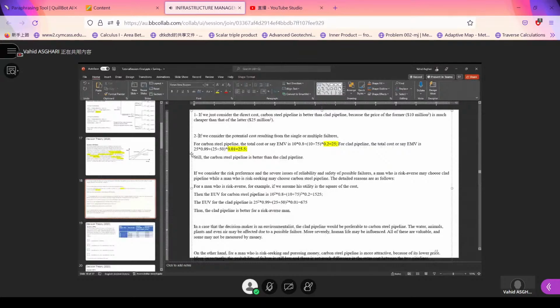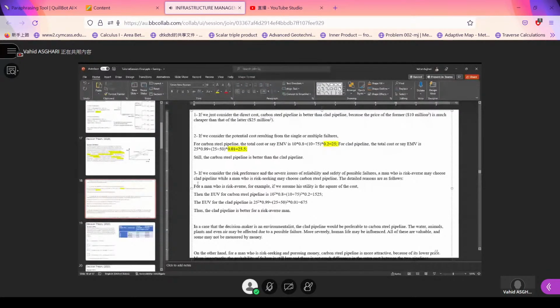Point three, if we consider the risk preference and the severe issues of reliability and safety of possible failures, a man who is risk averse may choose clad pipeline, while a man who is risk seeking chooses carbon steel. Point three, the third part is talking about the concept of risk. So you need to highlight the concept of risk.